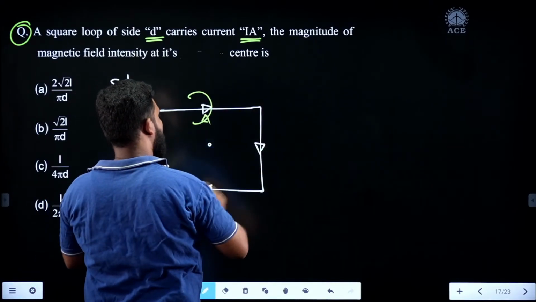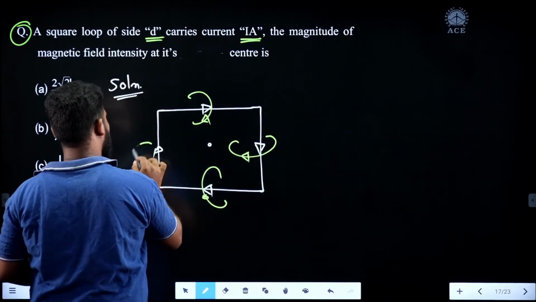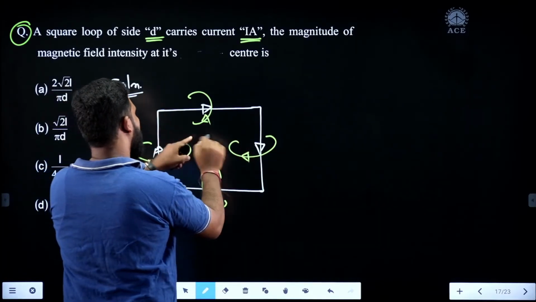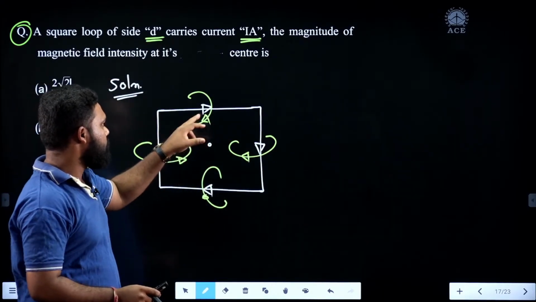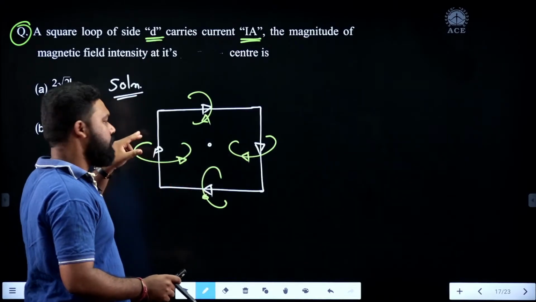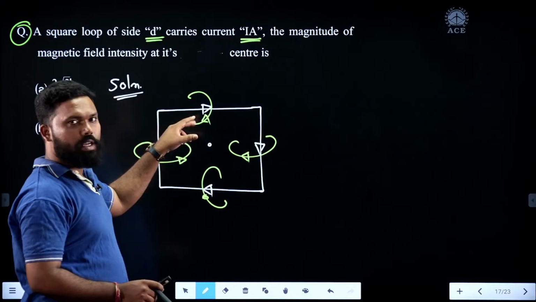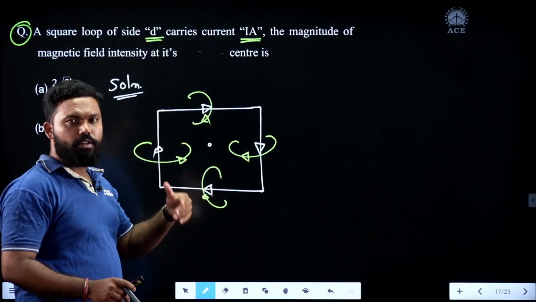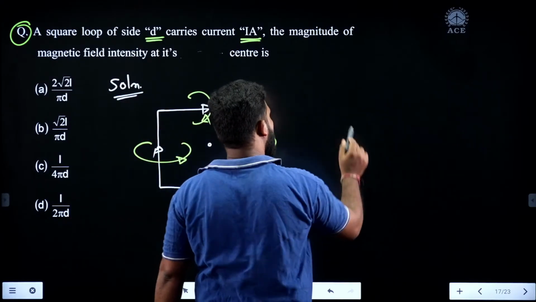Here also if I put my thumb like this, magnetic field direction is like this, here like this, here like this. So what is happening here? Magnetic field is getting added up here. So the magnetic field here is due to this section plus this section plus this section plus this section. Instead of that, you can find the magnetic field due to only one section and multiply with the number 4. Fine. So here I will rewrite this diagram.